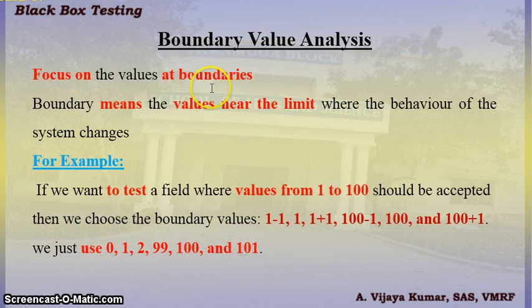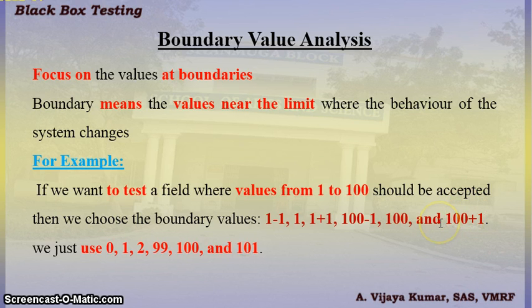Then the next one is boundary value analysis. It focuses on the values at the boundary level. Boundary means the values near the limit where the behavior of the system changes. For example, if you want to test a field with values from 1 to 100, we check only the boundary values. The lower limit is 1, so we test 1 minus 1, then 1, then 1 plus 1. The upper limit is 100, so we test 100 minus 1, 100 and 100 plus 1.